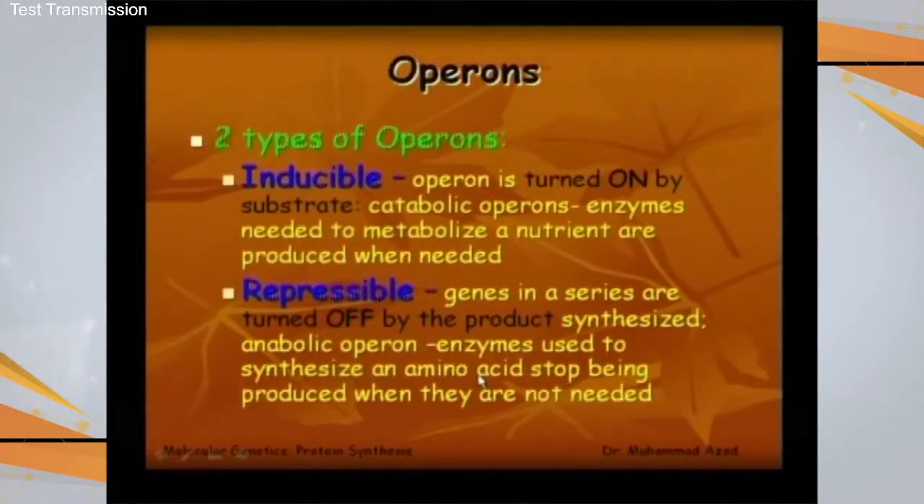Operons are classified into 2 varieties, inducible and repressible. An inducible operon is turned on by the substrate. In a catabolic operon, the enzymes needed to metabolize the nutrients are produced when needed. The repressible genes in a series are turned off by the product. In a synthesized anabolic operon, enzymes used to synthesize an amino acid stop being produced when they are not needed.